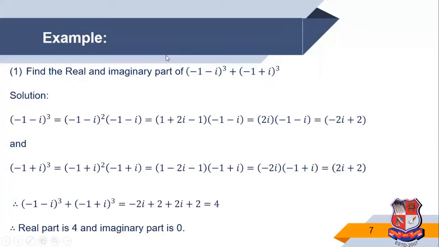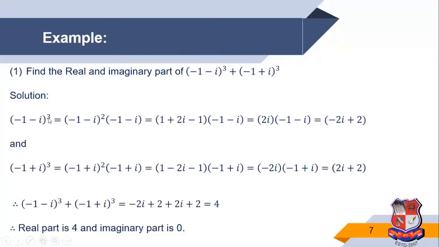Now take some examples. First example, find the real and imaginary part of (-1 - i) raised to 3 plus (-1 + i) raised to 3. So how to find the real and imaginary part? First we consider (-1 - i) raised to 3.